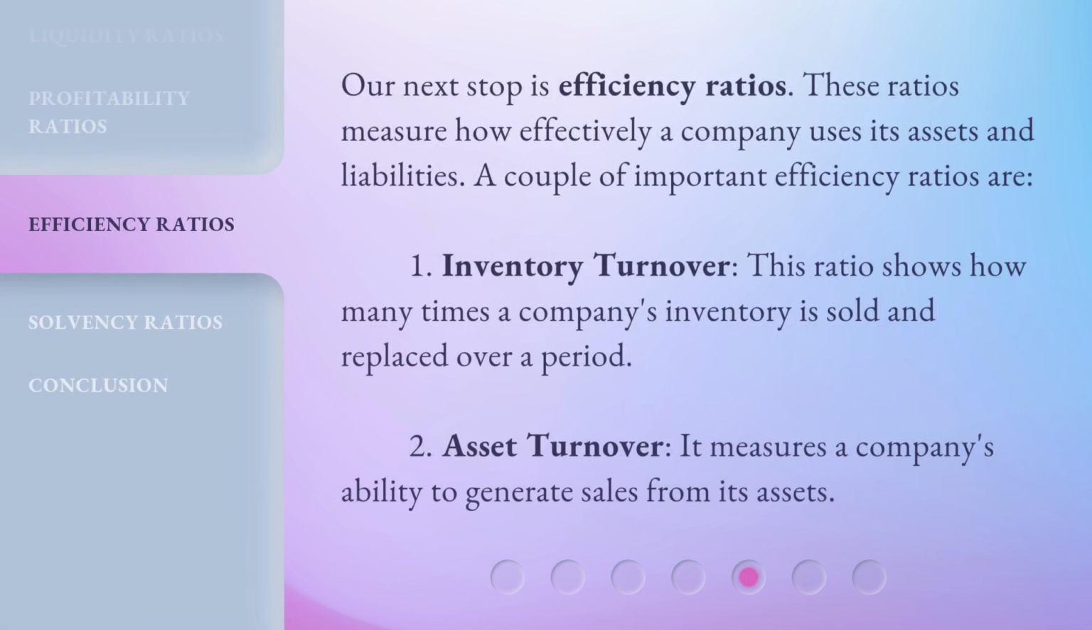Our next stop is efficiency ratios. These ratios measure how effectively a company uses its assets and liabilities. A couple of important efficiency ratios are: 1. Inventory turnover. This ratio shows how many times a company's inventory is sold and replaced over a period. 2. Asset turnover. It measures a company's ability to generate sales from its assets.